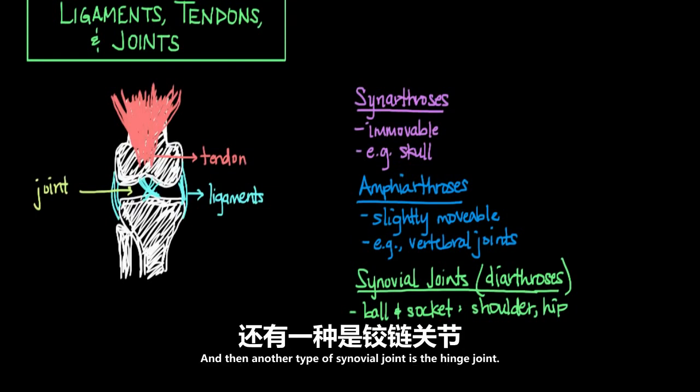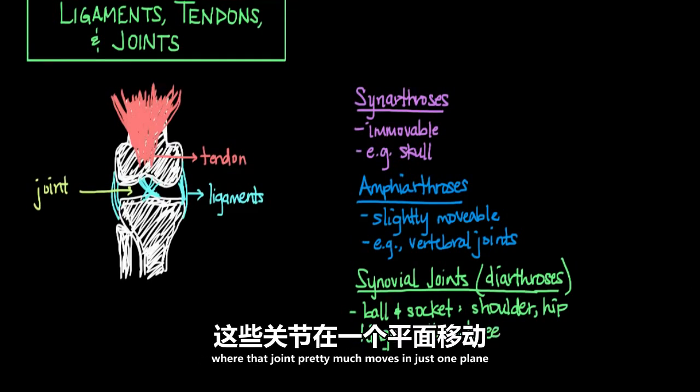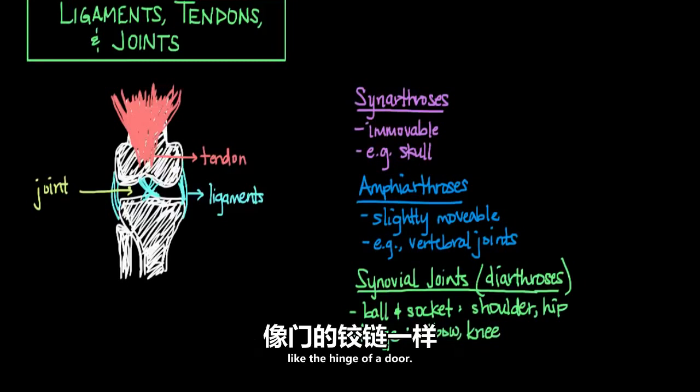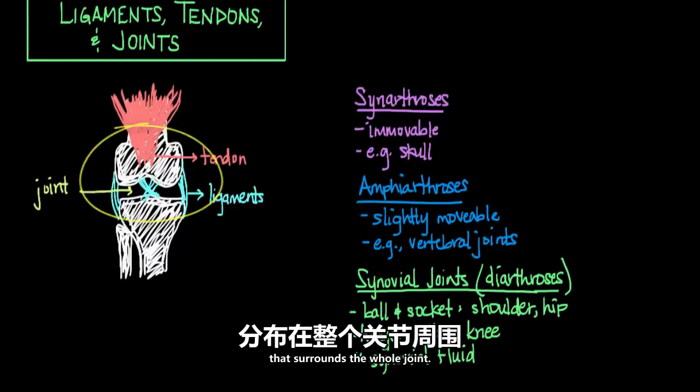And then another type of synovial joint is the hinge joint. An example of a hinge joint would be, say, your elbow or your knee, where that joint pretty much moves in just one plane, like the hinge of a door. Now, synovial joints are named so because they are lubricated by a fluid called synovial fluid, which is contained within the synovial capsule that surrounds the whole joint.